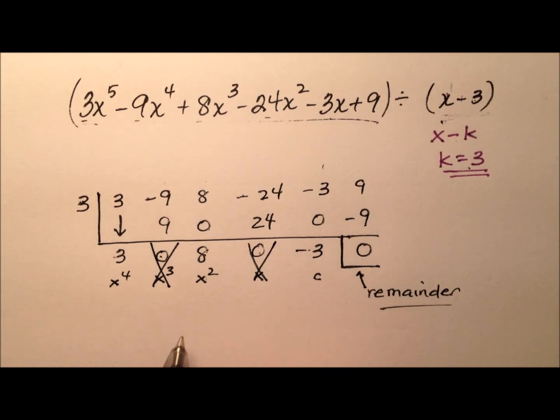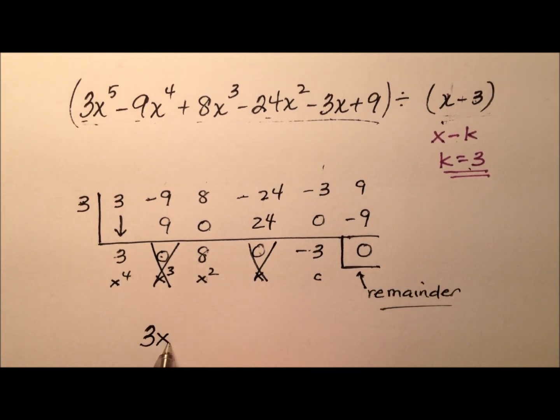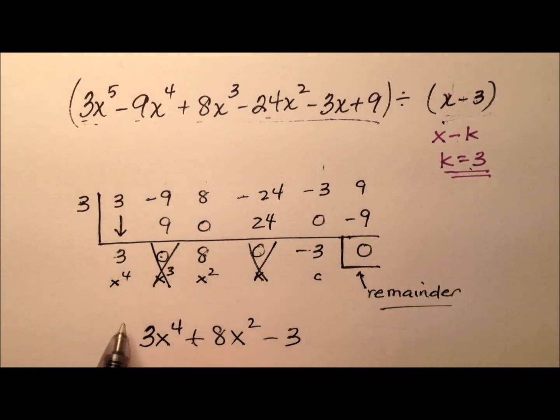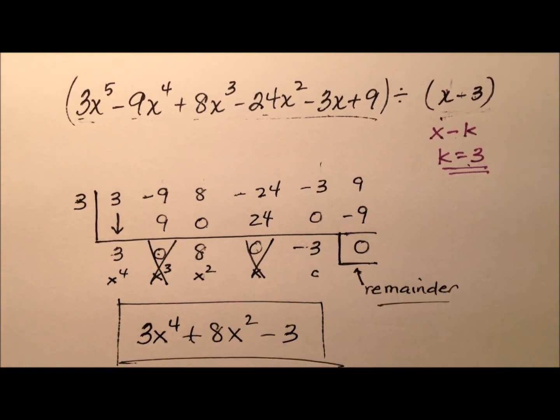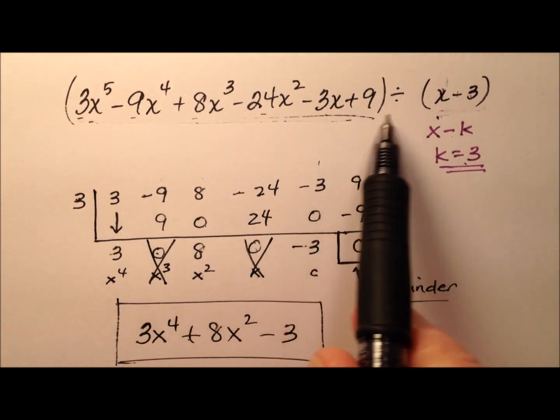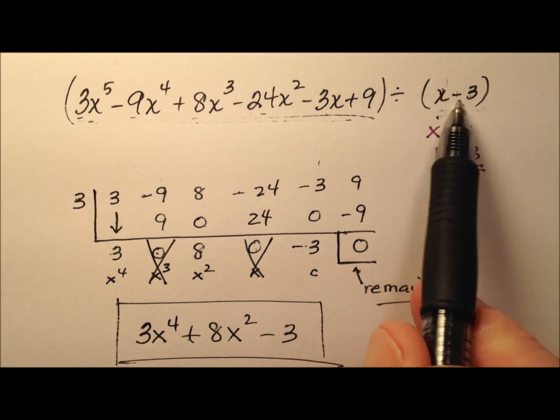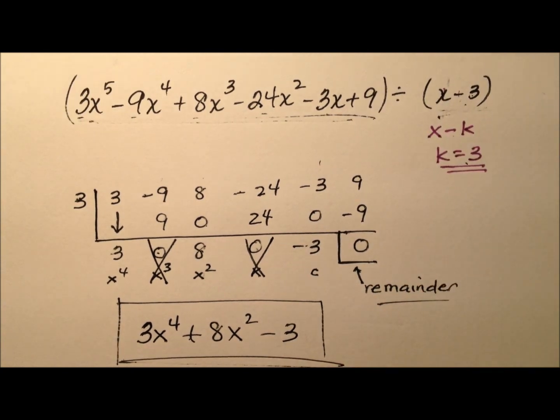So my final quotient then will be 3x to the 4th plus 8x squared, and it's plus because this 8 is positive, and then minus 3 with no remainder. So when I divide the polynomial by this linear binomial x minus 3, I have 3x to the 4th plus 8x squared minus 3.